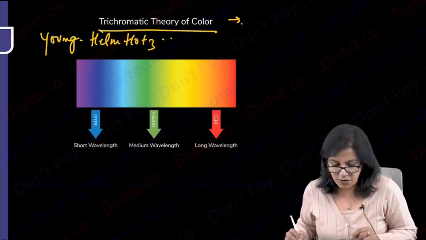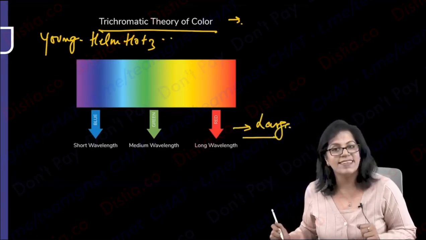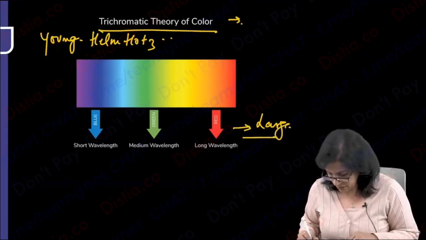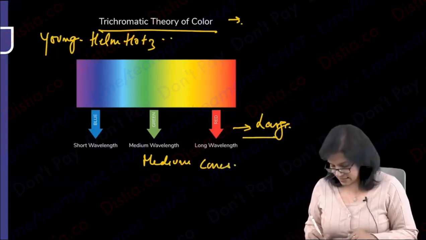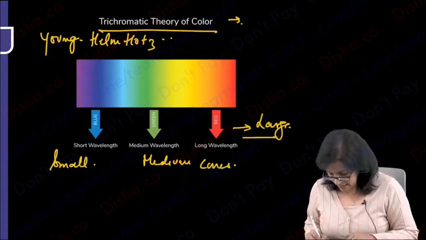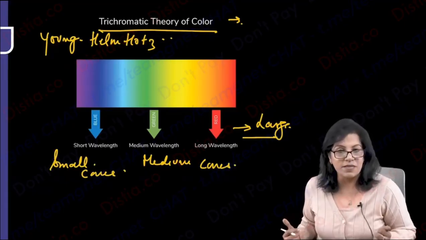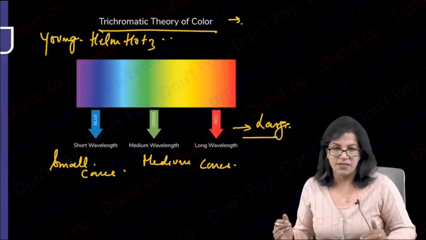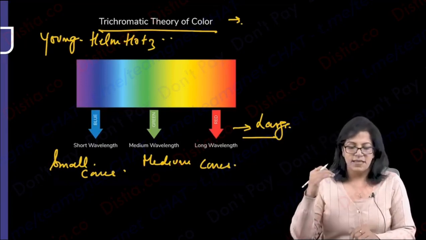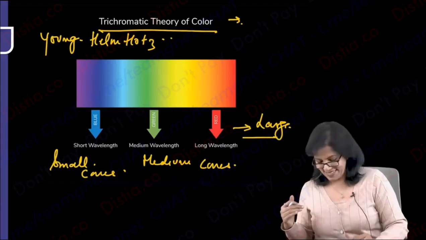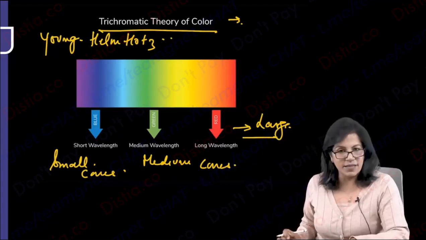And accordingly, for the long wavelength, it is the large cones. And for the green, it is the medium size cones. And these are the smaller cones for the blue color. It is the combination of all three which is actually responsible for the different colors that we perceive. This is the trichromatic theory. Simple. Large cones, longer wavelength, red. Medium, green. And small cones, your blue color. So these are the three primary colors: red, blue and green.